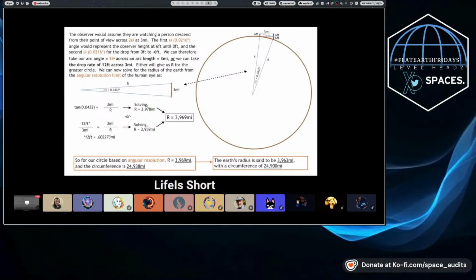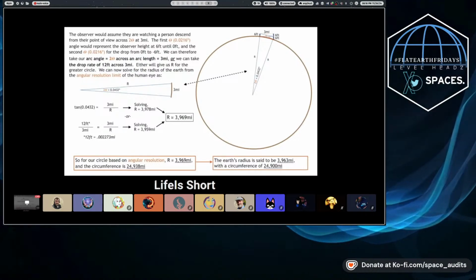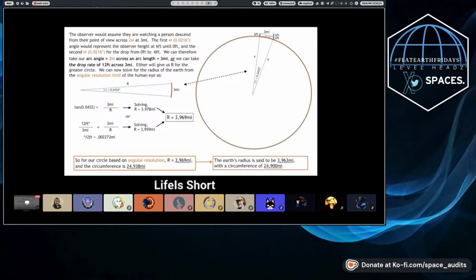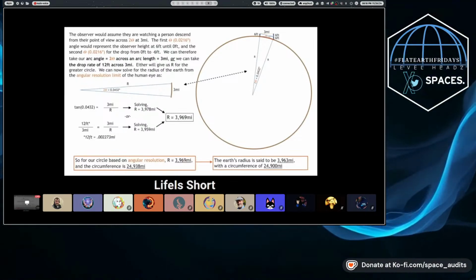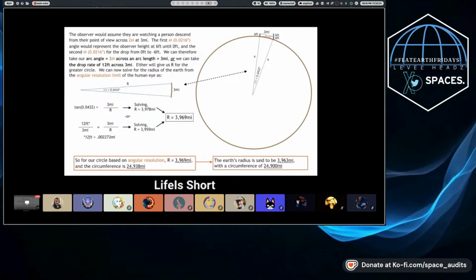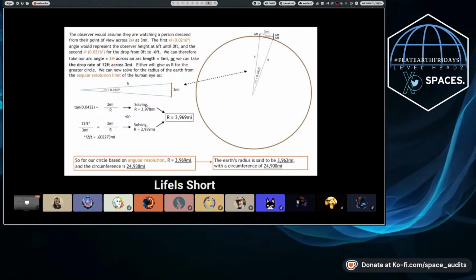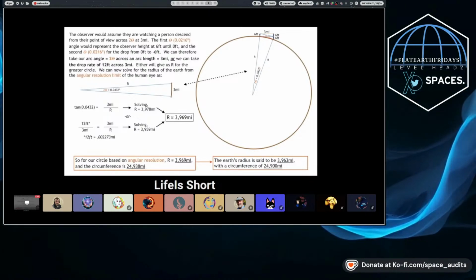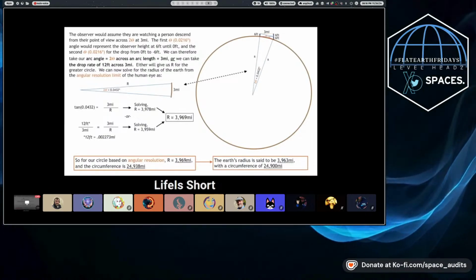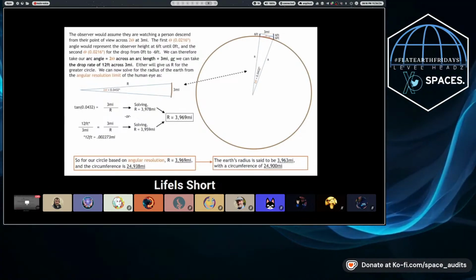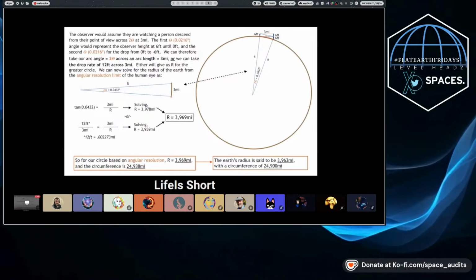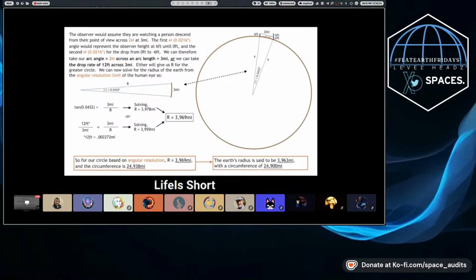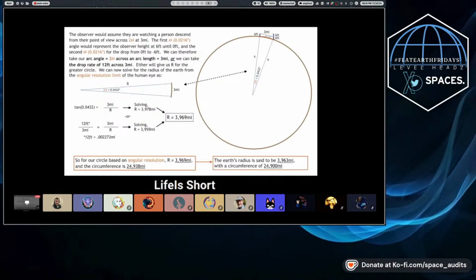That will give us one number, and the alternative is to use the ratio of 12 foot over 3 miles is equal to 3 miles over r. Both will give us the numbers listed below. So we get for one number 3,978 miles, and for the other one 3,959 miles, giving us an average of 3,969 miles. So for our circle based on the angular resolution limit of the human eye, we can calculate a radius of 3,969 miles, and the circumference then comes out to 24,938 miles.